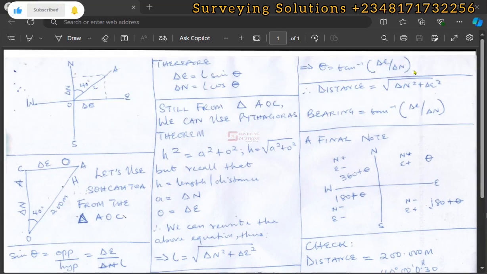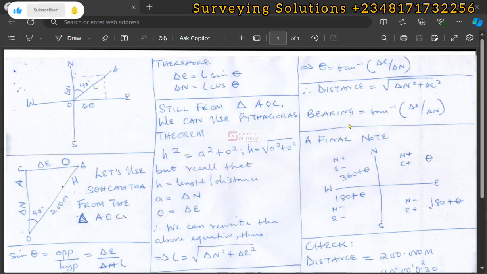I know that you have been using this, but perhaps you wouldn't have thought of understanding the rudiments, how they came by. So we thought of doing that in today's tutorial. Therefore, your distance, which has been established earlier, is equal to the square root of delta northing squared plus delta easting squared. Similarly, your bearing is equal to the tan inverse of delta easting over delta northing. So these, 1, 2, 3, 4, are core. They are fundamental in our understanding of surveying.